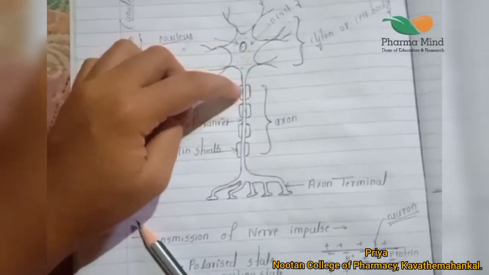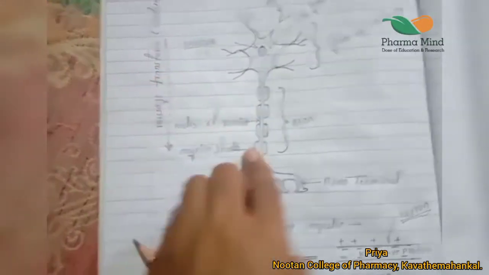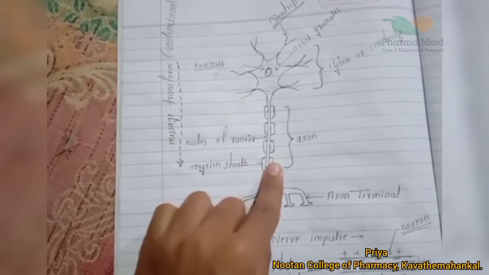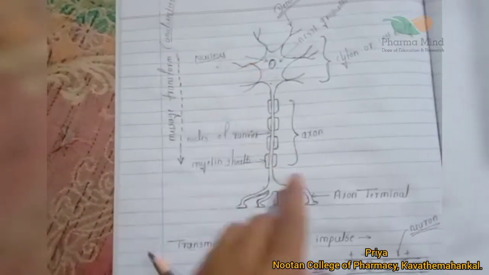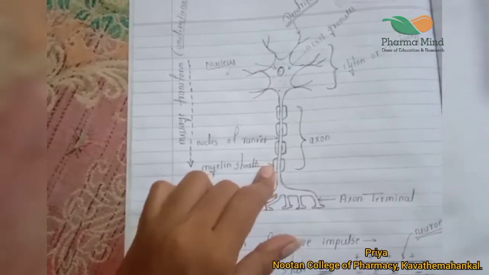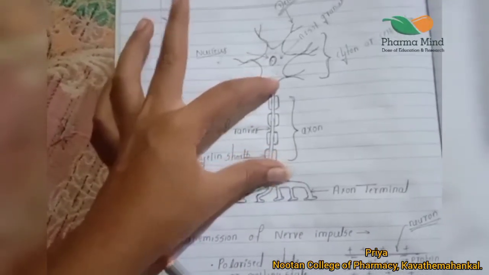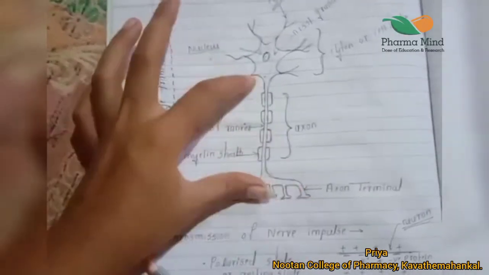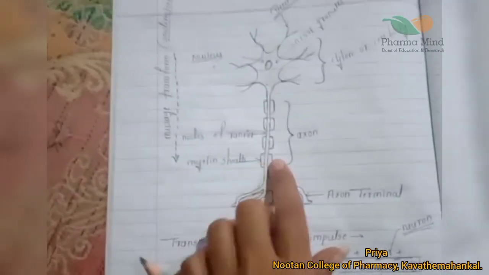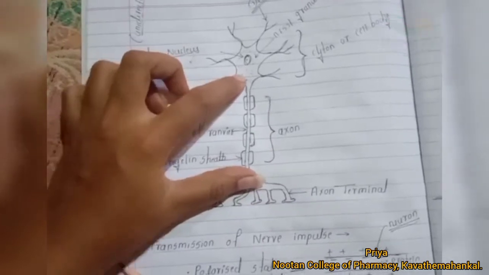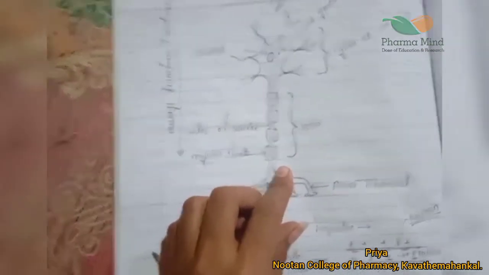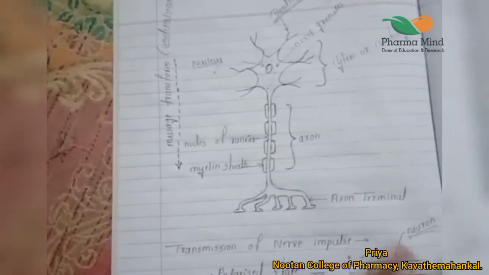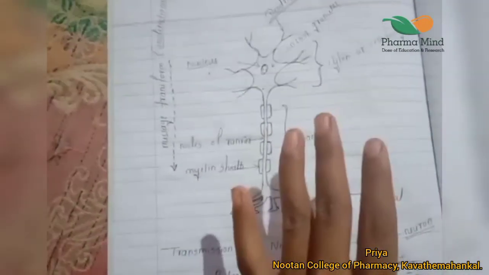You have to see this layer, which is called the myelin sheath. The myelin sheath is produced by two cells. First is the oligodendrocyte in the central nervous system. In the central nervous system the myelin sheath is produced by the oligodendrocyte cell, and second, in the peripheral nervous system the Schwann cells or neurolemmocytes produce the myelin sheath. Don't get confused.